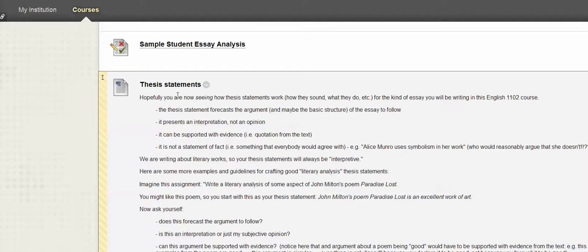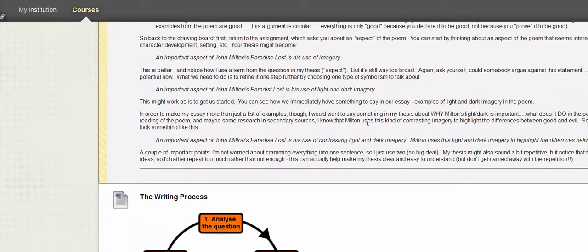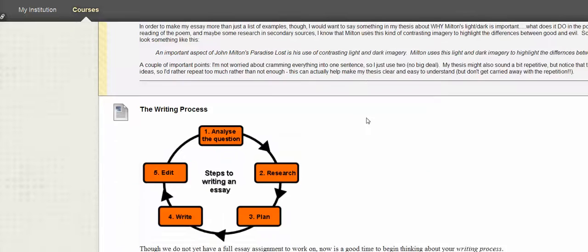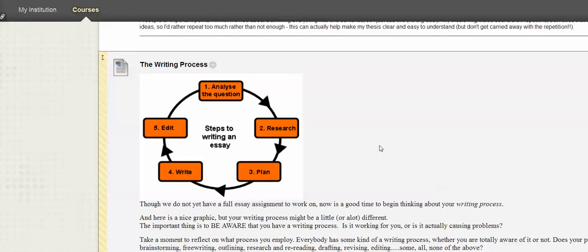talking a little more specifically about thesis statements, what makes a good one, what makes a bad one, and the writing process, which everybody has, even if you're not really aware of it. And like I say here, there's really no one correct, foolproof process, but I think it's worth being intentional about what your process is and not just going from get the assignment to try to write the essay. We think we're being efficient when we do that, but often it's way more nerve-wracking and time-consuming.